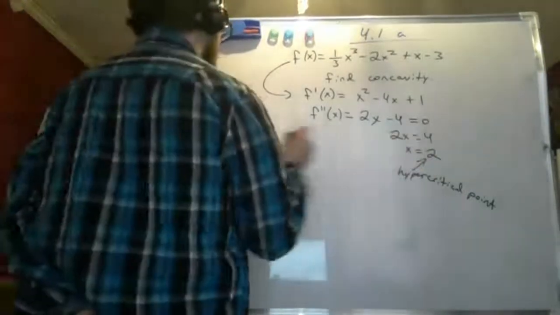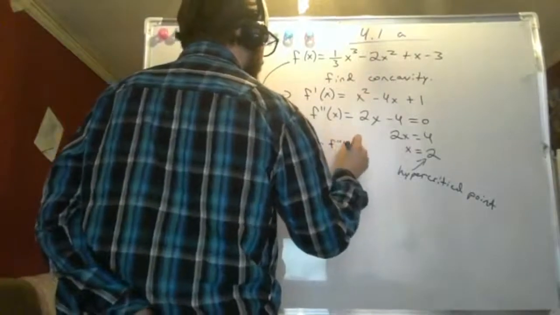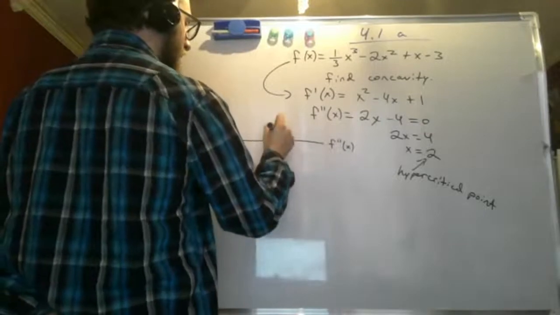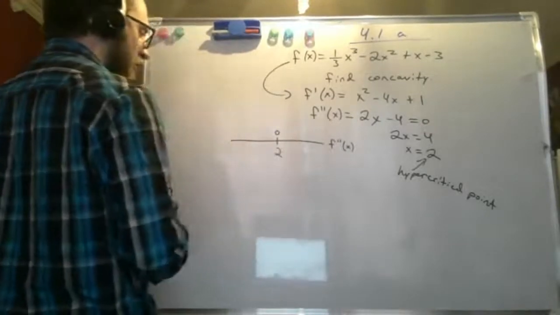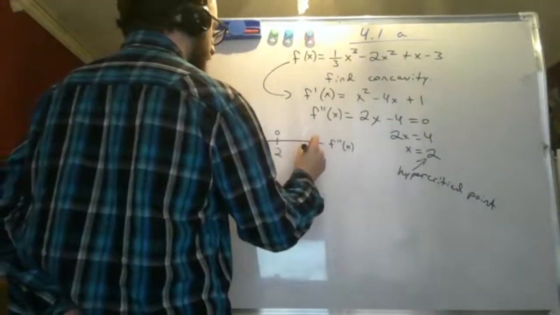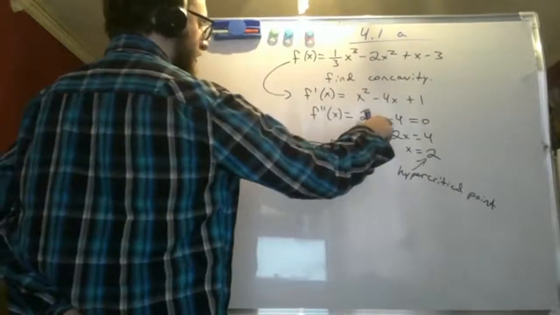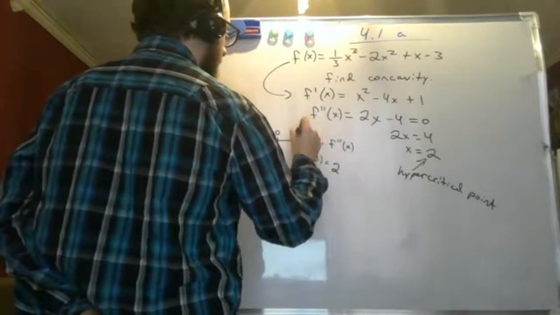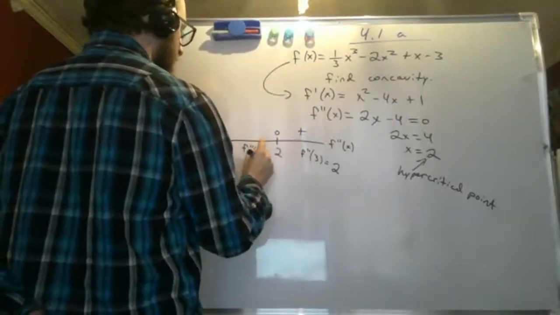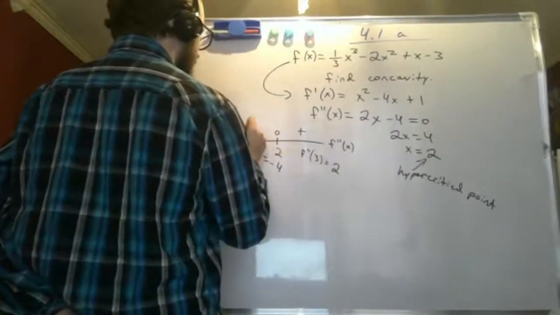And so now I draw my number line just like I would for the first derivative, and I label my hypercritical point. So I have x equals 2. At that point, the second derivative was 0, and now I need to test both sides. So f double prime of 3 is 3 times 2 is 6, minus 4, that's a positive 2, so it's positive. And if I plug in 0 on the other side, f double prime of 0 is 0 minus 4, that's a negative 4, it's negative.